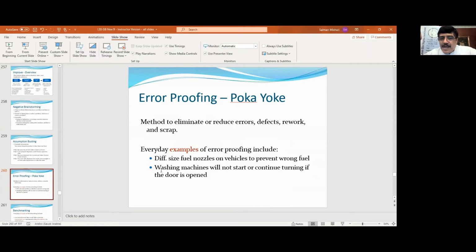Another example, the washing machine will not start until you close the door. So there is no chance that you will make a mistake. Microwave also, unless you close the door, the microwave will not start. So this is called poka-yoke, and again, this is a Japanese word, and it basically means error proofing.